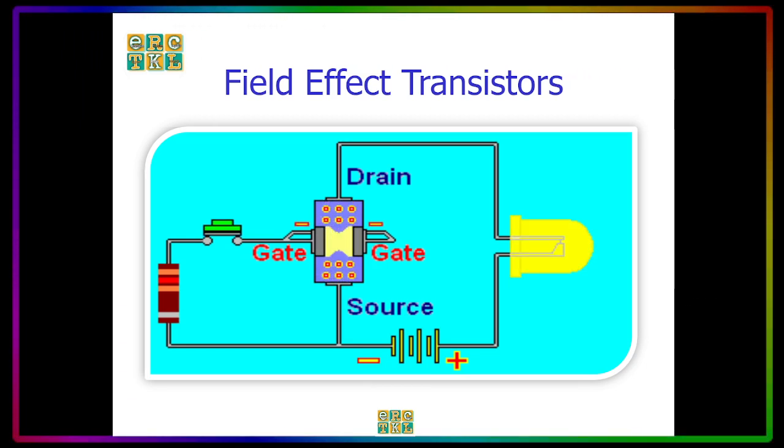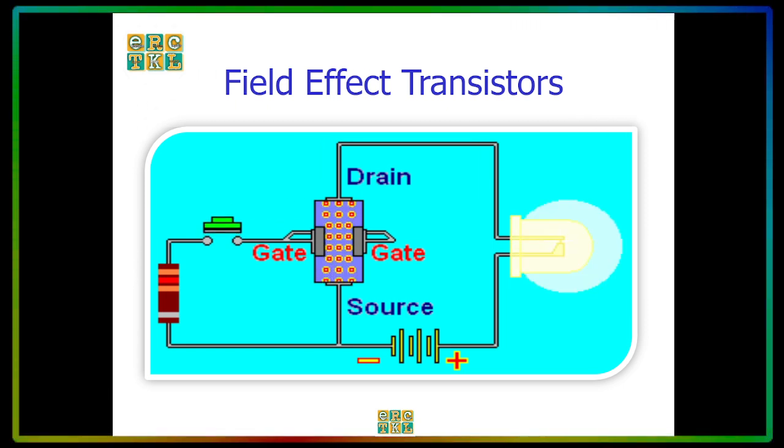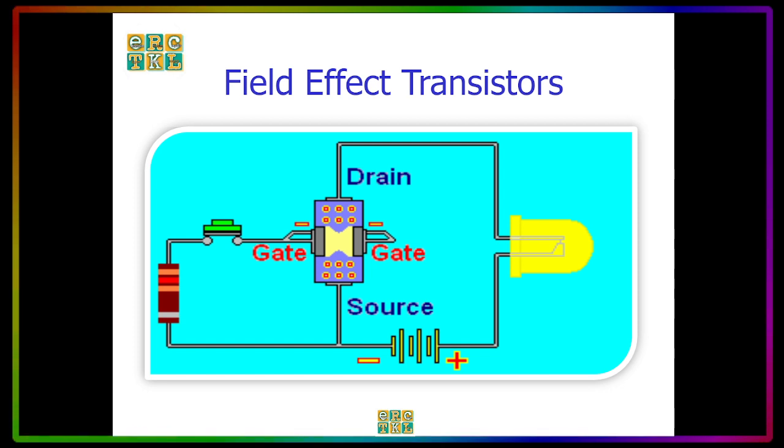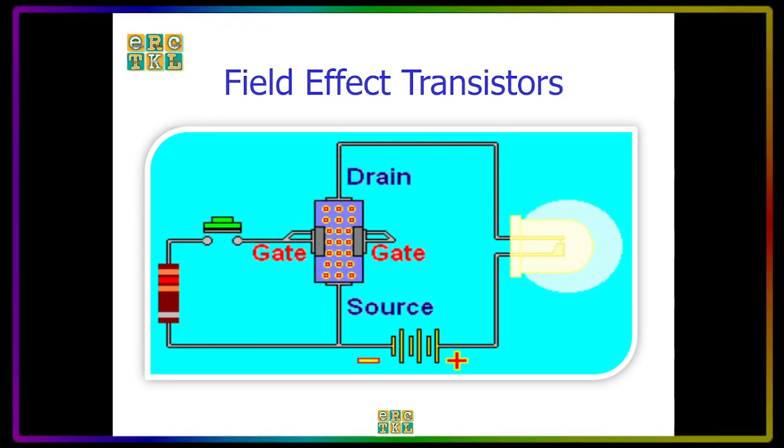Welcome to ERC TipsKnowLogy. In this video, we will be talking about the field effect transistor, or FET. If you will remember, or if you have watched our old videos about the bipolar junction transistors, or BJT, the FET is the second major type of transistor.